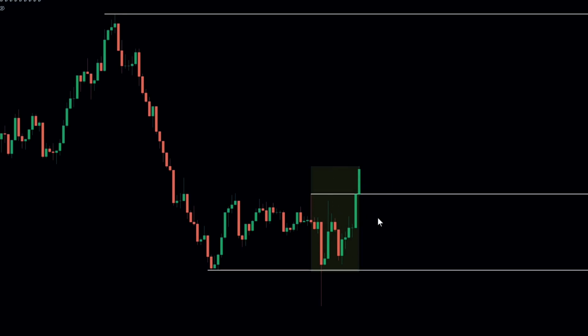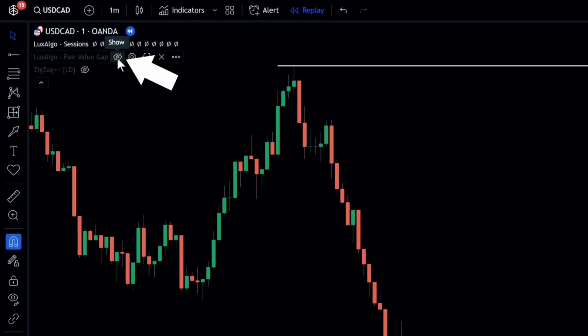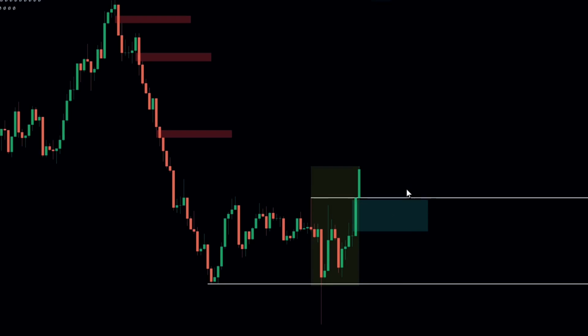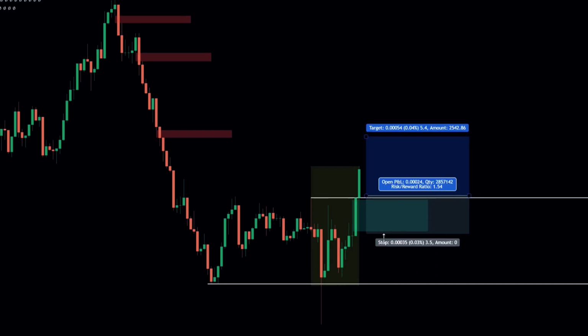Next, we identify the most recent fair value gap and set a buy limit order just above it. This is where our fair value gap indicator comes into play. By clicking the eye icon, we activate it, and as you can see, it has identified a fair value gap right here. We set our buy limit just above it. The stop loss goes below the gap or below the candle forming it. Take profit is set just below the buy side liquidity.